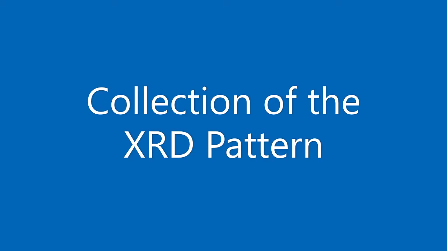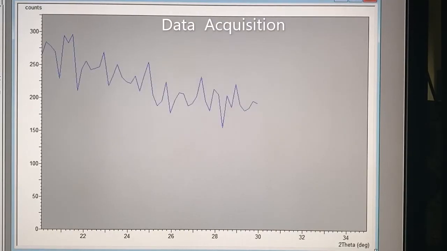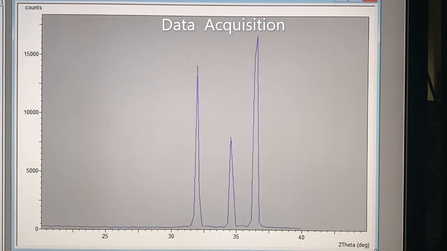Next, we will show you the evolution of the collected X-ray diffraction pattern. The plot being shown is the X-ray intensity on the y-axis and the value of the detector position 2 theta on the x-axis. You note that initially there is a background that appears to be a high background, but is really only a few hundred counts.